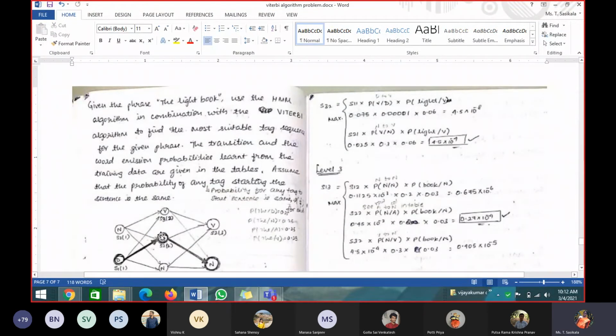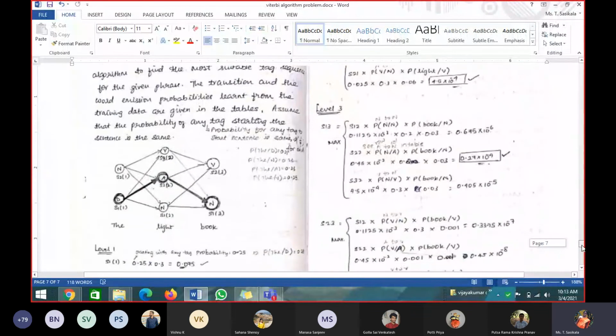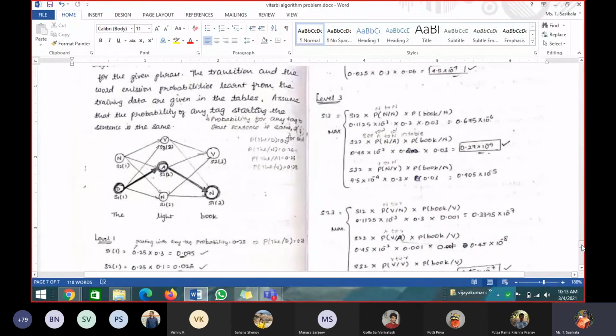Have you all done level 3? Yes or no? Which is the highest you are getting? This may be wrong, students. Don't look into the slides. What I have shown is only a sample. It may be an error. I want the correct answer. You solve it and tell me. If there is any mistake, we can correct it here. Which is the highest among these 3 combinations?